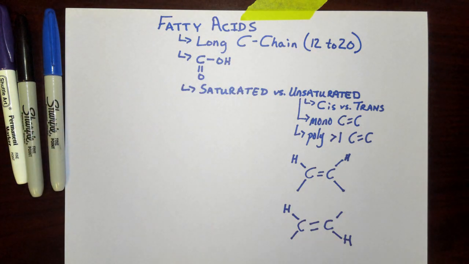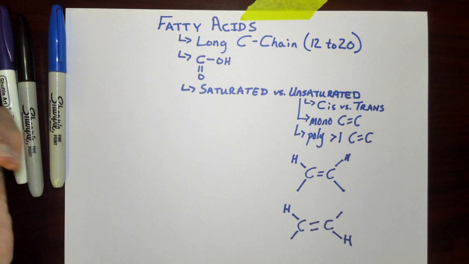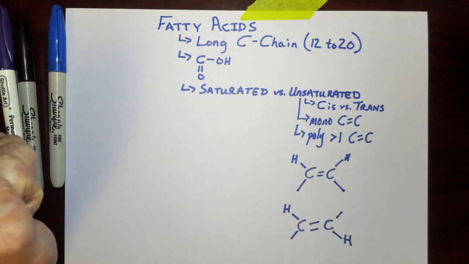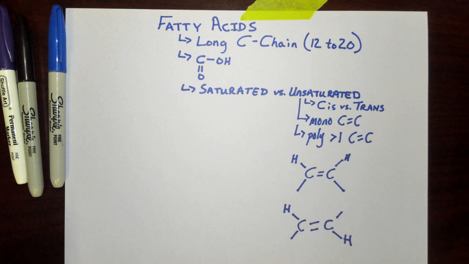Some of the common fatty acids you might be familiar with are like coconut oil. Coconut oil consists of a 12 carbon long chain. Palm oil, a 16 carbon chain. Or olive oil. Olive oil is 18 carbon chains. So some of the common food oils and nutrition you're familiar with, like butter. Butter has got a 16 carbon chain in it.